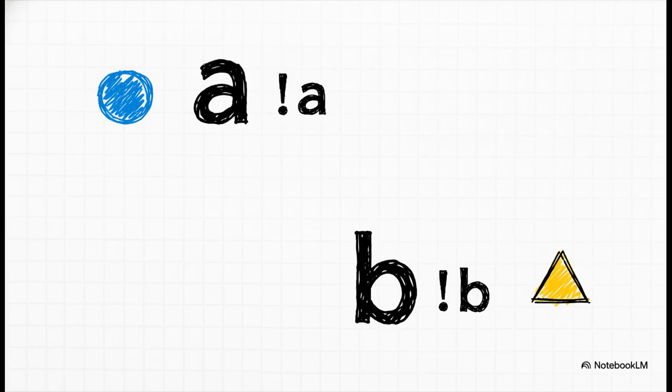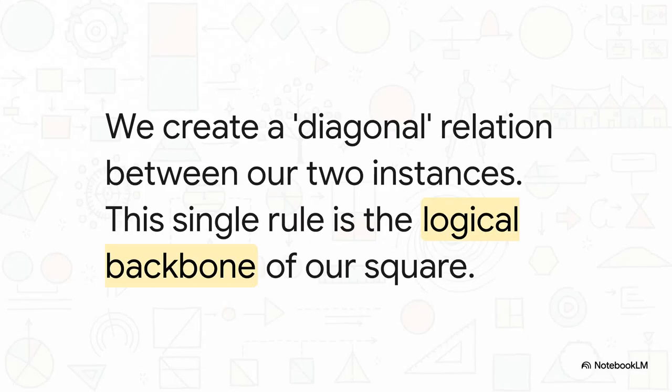Okay, step 1. We create our foundation. We just assert two instances into our empty logical space, !A and !B. That's it. You can think of these as the two opposite corners of the square we're about to make. Now for step 2, where we define the core relationship. We simply state that a diagonal relation exists between A and B. And with just that one line, we've given the system all the geometric information it needs. It now understands the distance and orientation that are implied by this single logical link.